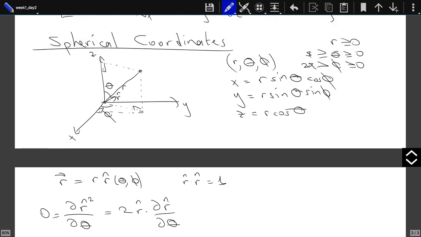Or if you go back to this picture over here, if we increase theta, this is my r hat vector over here. This is my theta hat vector.